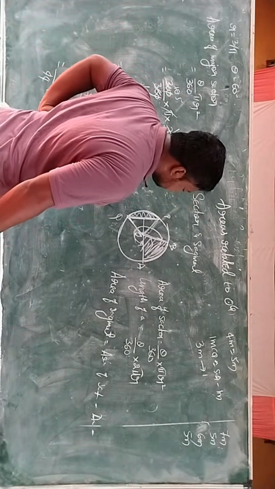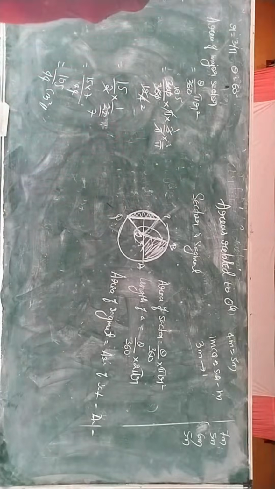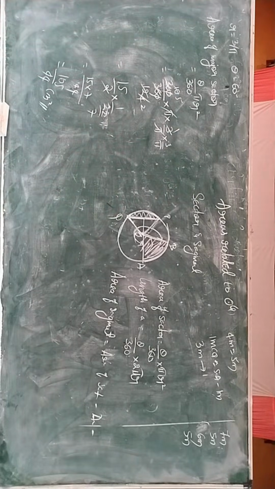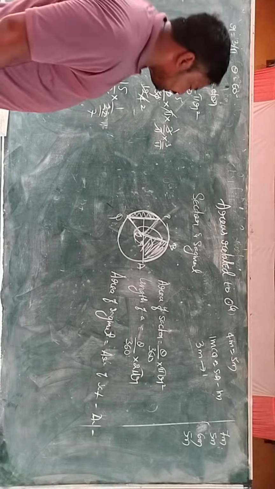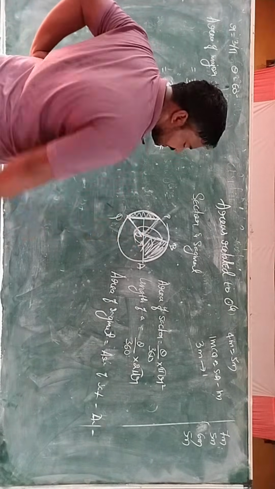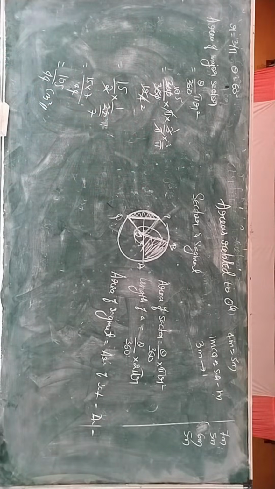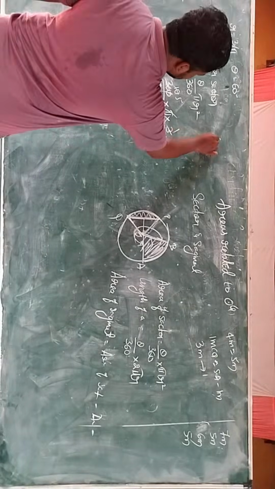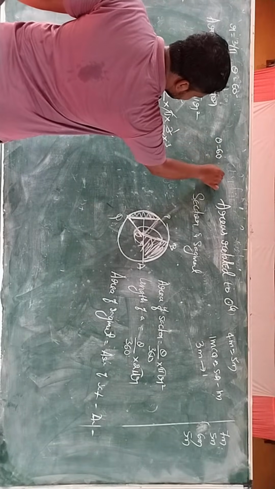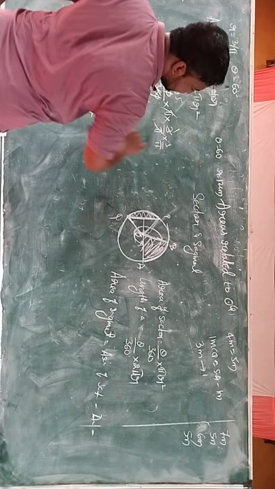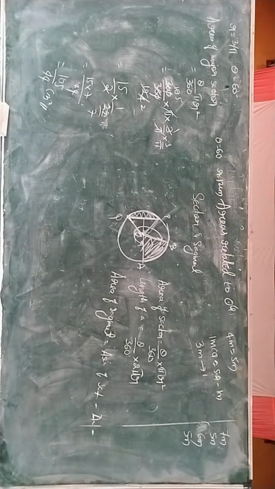Radius of a circle is 12 centimeter. And angle formed in the sector is 60 degree. Angle formed in the sector, theta 60 degree, and radius 12 centimeter. Asked to calculate area of minor segment.